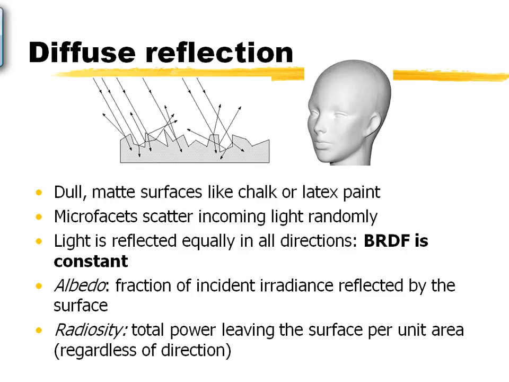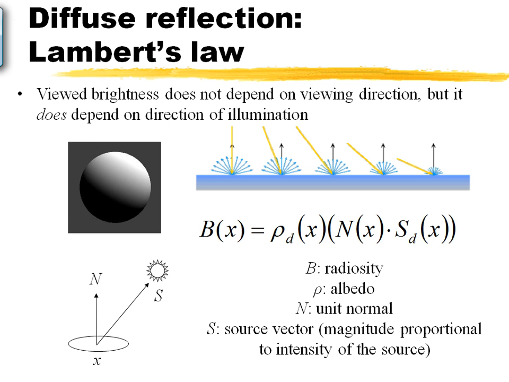The other thing that we care about is radiosity. Right? Radiosity is nothing but the total power that leaves the surface per unit area, and that is computed regardless of the direction. I don't care which direction it's going in, but I want to know the total amount of radiosity of the object. So these are two properties that we do care for in terms of vision, and we'll come back to why we care about them.